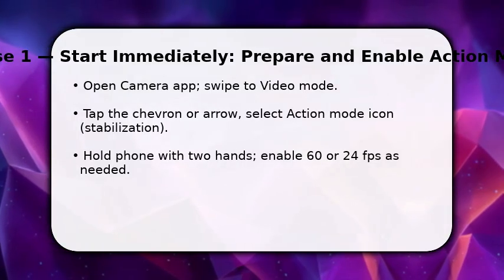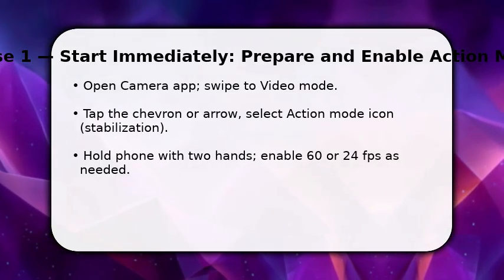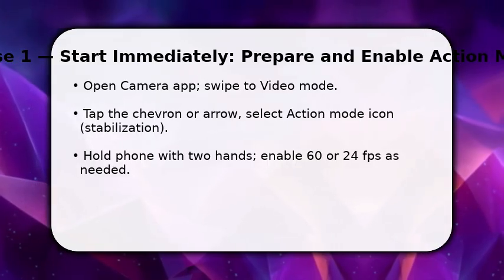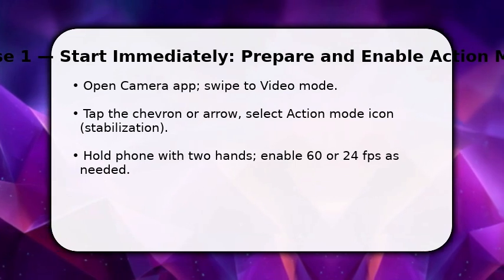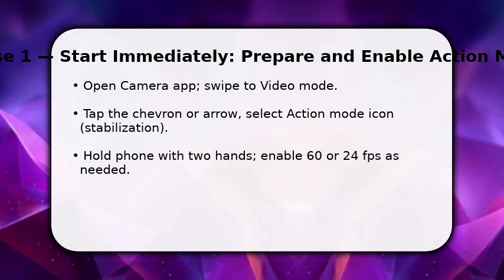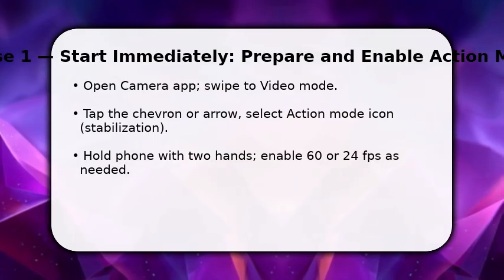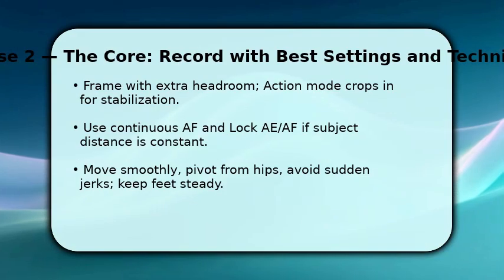Make sure you hold the phone with 2 hands or use a simple wrist strap for smoother tracking. If you need cinematic frame rates, switch to 24 or 60 FPS. That choice affects cropping and stabilization behavior, so pick the frame rate based on how smooth versus filmic you want the footage. Now record. Frame slightly wider because action mode crops to stabilize. Leaving extra headroom preserves composition after the software compensates.